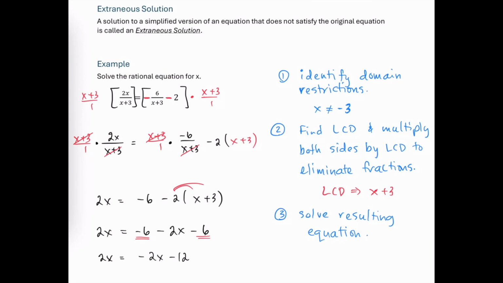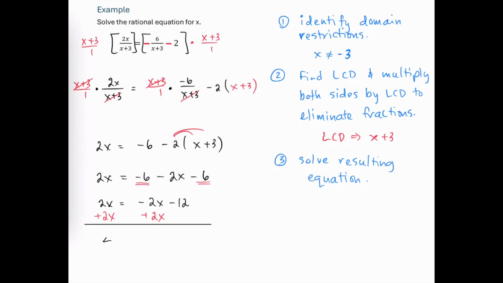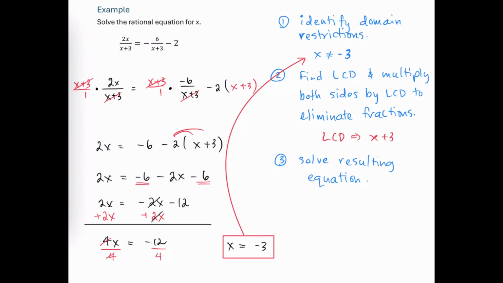We'll now continue to combine like terms and get our x terms together on the left-hand side, so we'll add 2x to both sides. This now yields 4x on the left and -12 on the right. And now when we divide both sides by 4, these 4's cancel and we end up with x is equal to -3. But notice this -3 was actually our domain restriction. If we were to try to plug -3 back into the original equation, we would get 0 in these denominators, which would be undefined. So we consider this -3 to be an extraneous solution.